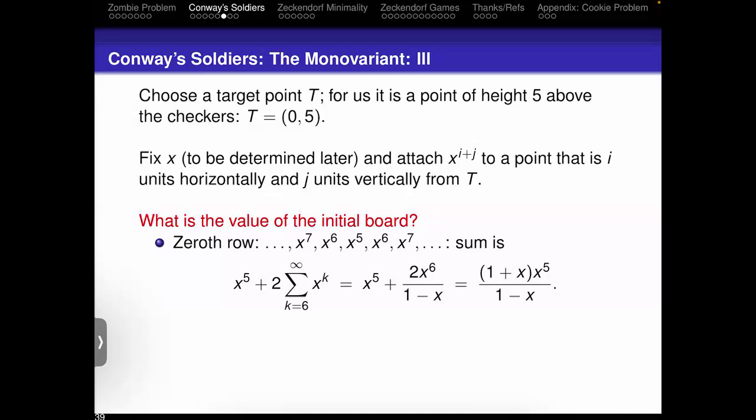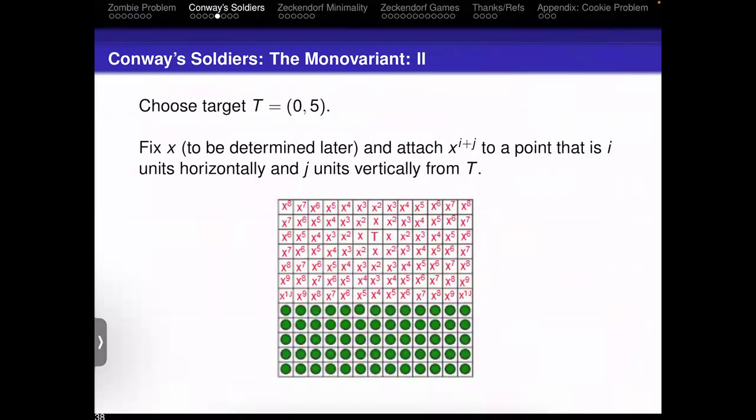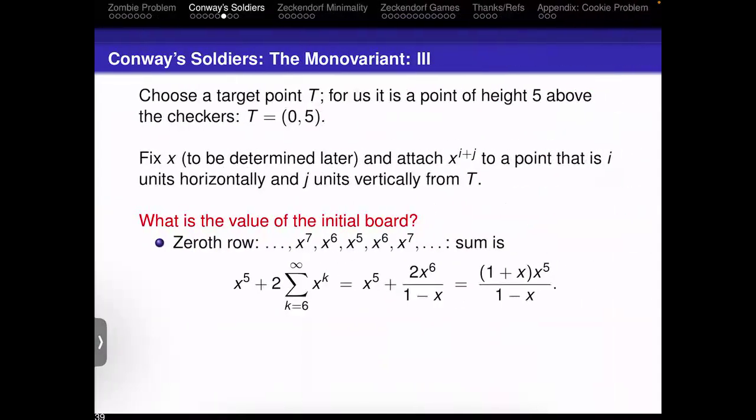Now we have to figure out what's the value assigned to the negative first row, negative second row, negative third row, and so on. If this is the value of the 0th row, how is that related to the value of the negative first row? Is there a nice formula? If you know the value of the 0th row, what would the value of the negative first row be? Looking at the picture, if this was an x to the 5th, what's the value beneath it? If this was an x to the 6th, what's the value beneath it? So how do you get from the 0th row to the entry right below it? Multiply by x. So what's going to be the value of the negative first row?